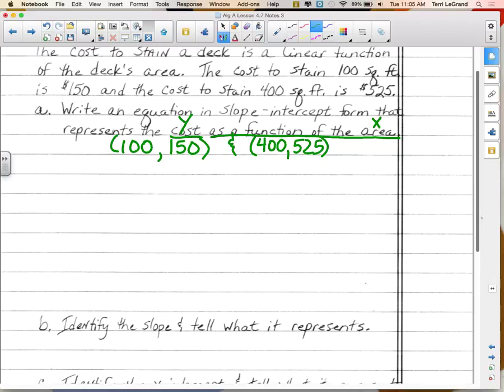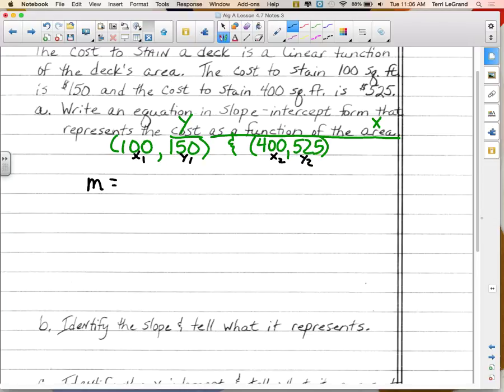Right? Do you agree with me? When there was a 400 square foot deck, then it was $525. So now we say, you know what? Now I got my x sub 1, y sub 1, x sub 2, y sub 2. Now I can find the slope, can't I? So we're going to look for m first. M equals. Go ahead, find the slope.